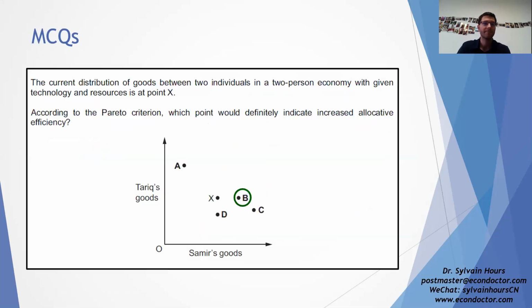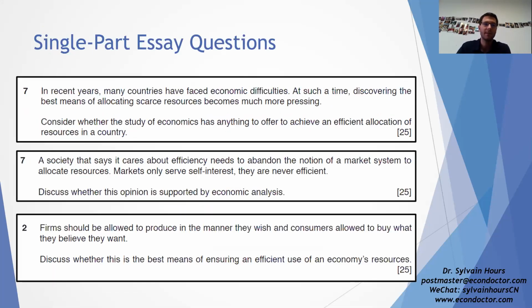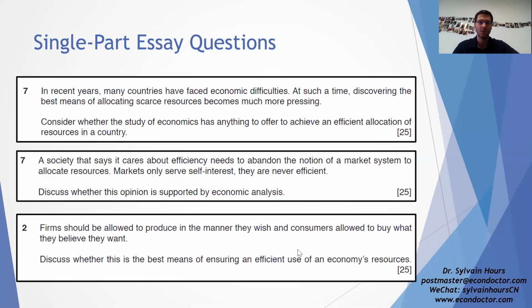Then what do we have? What about essay questions? There are two types of essay questions. You have 25 mark essay questions, single part essay questions, and you have the two-part essay questions, part 1, part 2. Because efficiency is the first topic of the A2 syllabus, it is still too early to ask your students to write full essays. If you look at single part 25 mark essay questions, they have not studied enough to be able to answer them.